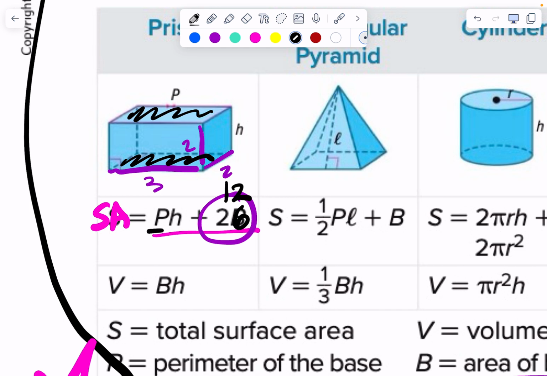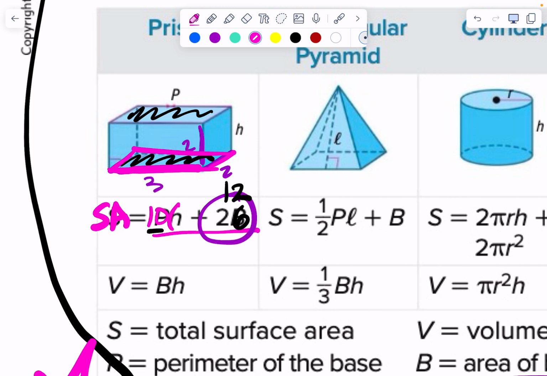Now, what does capital P stand for? The perimeter of the base. The reason they use the perimeter of the base is because that gives us this dimension around here, and then it fills it up by taking it times the height. The perimeter of the base times the height will give us the edges around it, right? So what's the perimeter of the base? What's capital P in this case? It's going to be 10, right? 3 and 2 and 3 and 2. That's going to be 10 is capital P.